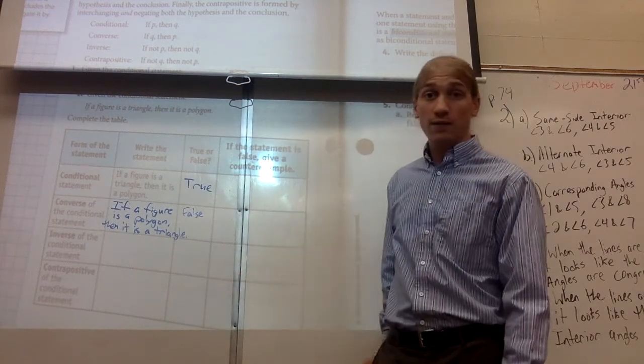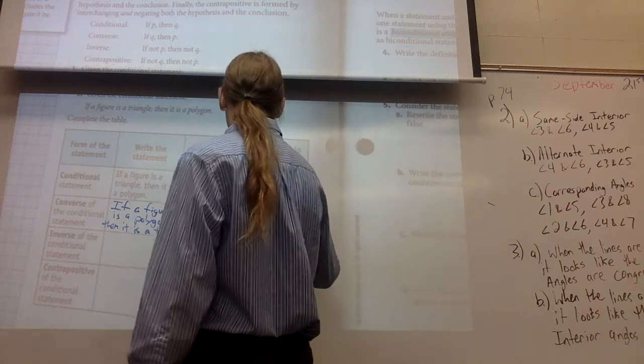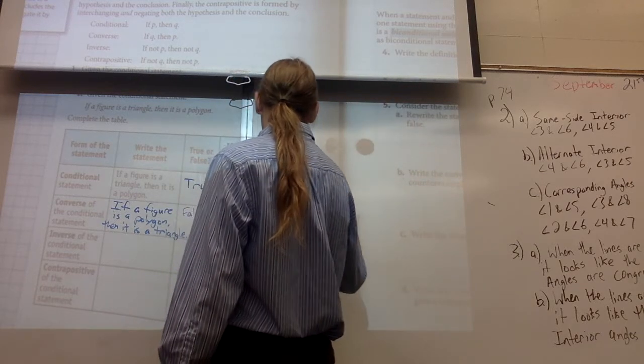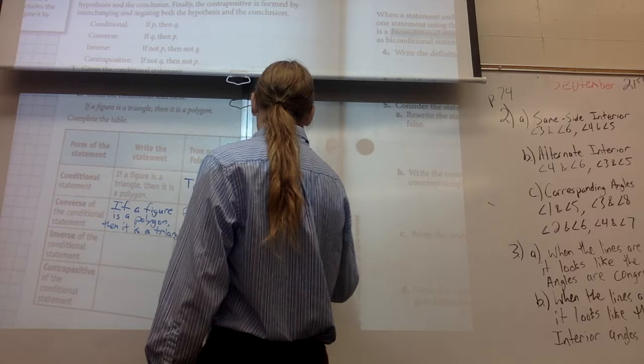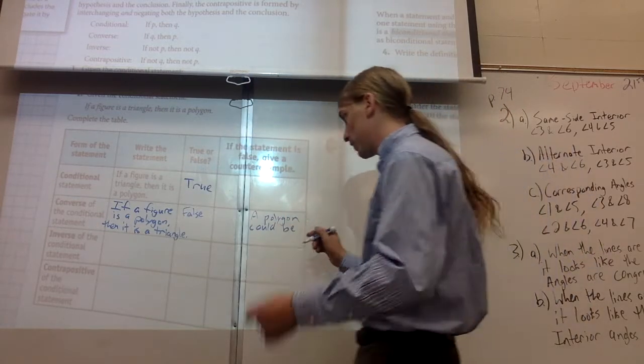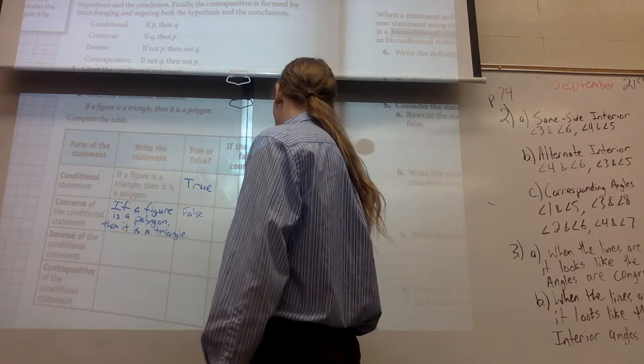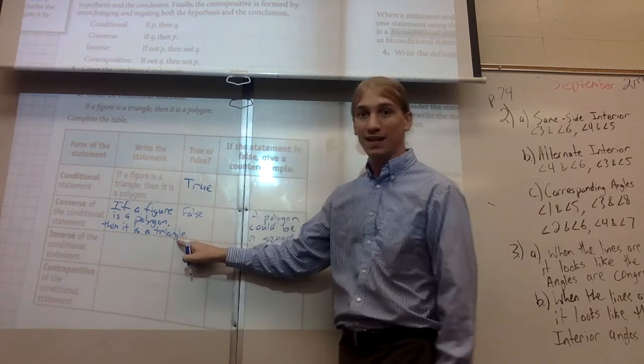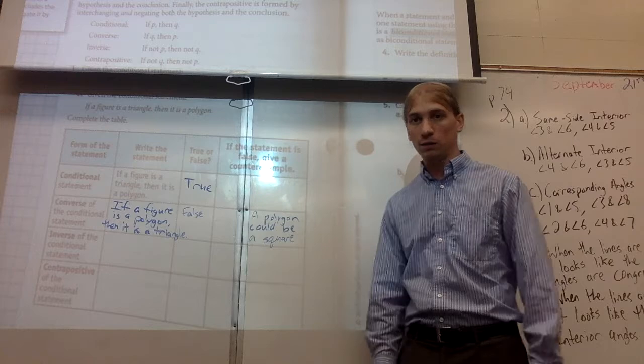If the statement is false, give a counterexample. A polygon could be, let's see, a polygon could be maybe a square or a rectangle or something like that. Could be a square, right? It doesn't have to be a triangle, so this statement is false.